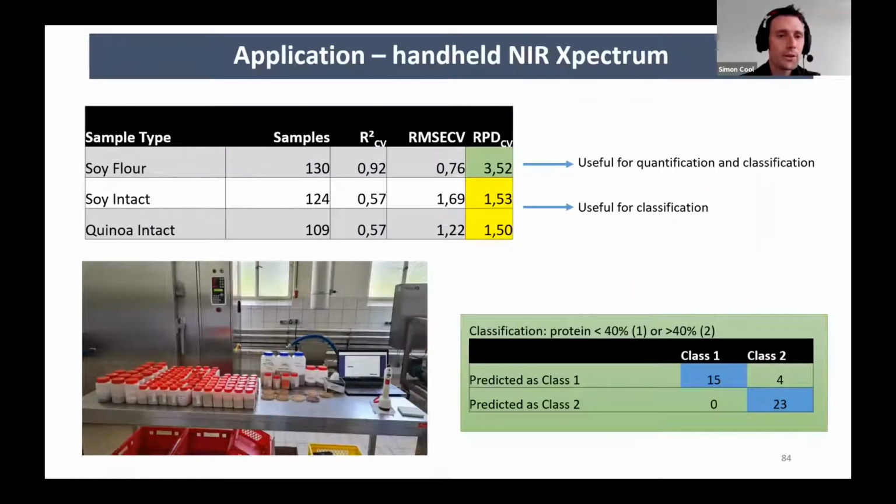Here you see the results with this device. So you see that very good results were obtained for the flour of soya. So we obtained a high RPD value and quite a low RMSE value, so a low error. For our virtual thresholding value or virtual screening, we see that almost all samples of the test set were predicted correctly as lower than 40% or higher than 40%. There were some samples misclassified, a low amount, but this is mainly due to the fact that the percentage was very, very close to the threshold level.